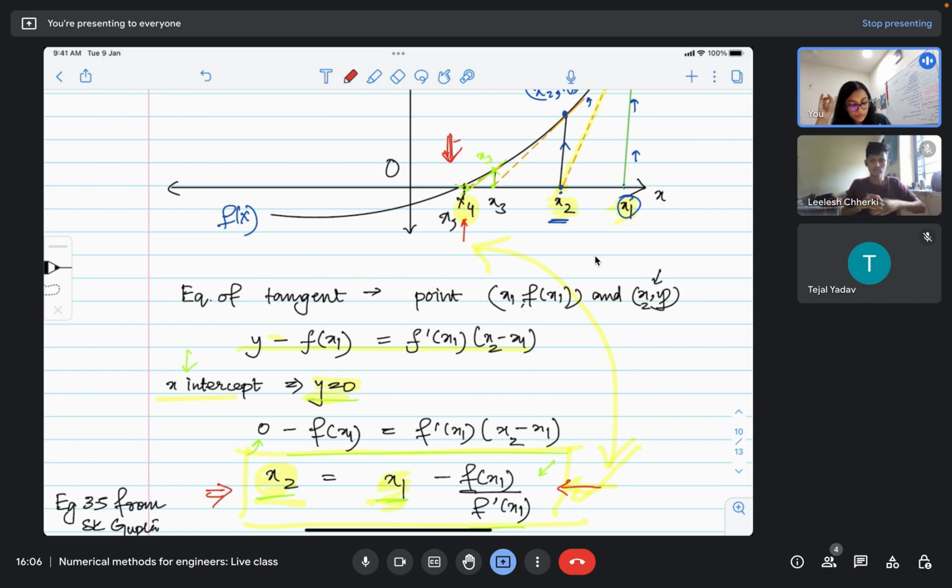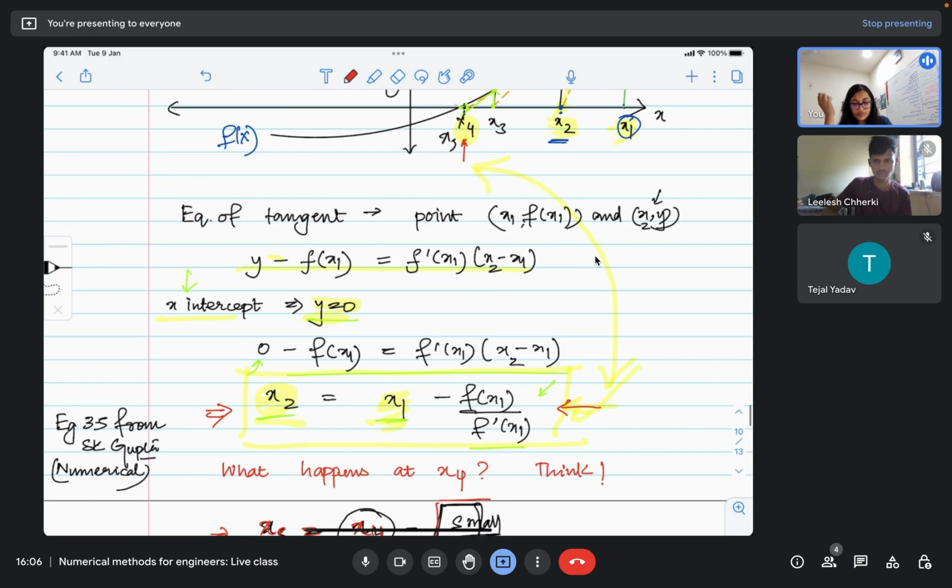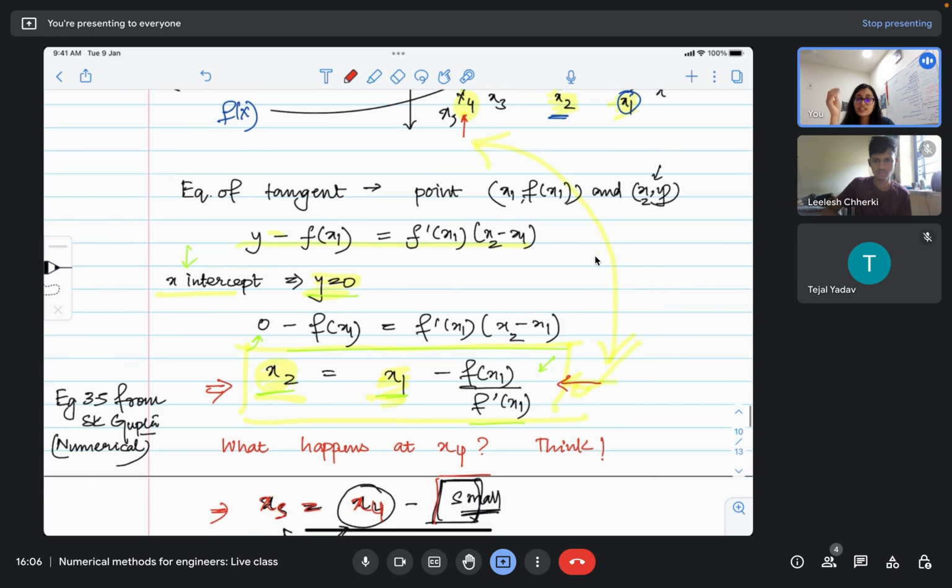Have you both understood this part when I explained why x5 will be the root? Because the previous iteration does not change when this value, f of x divided by f dash of x, has become very small at this root. Hence this value does not change, and hence x5 is the root. Have you understood this concept? Yes, ma'am.